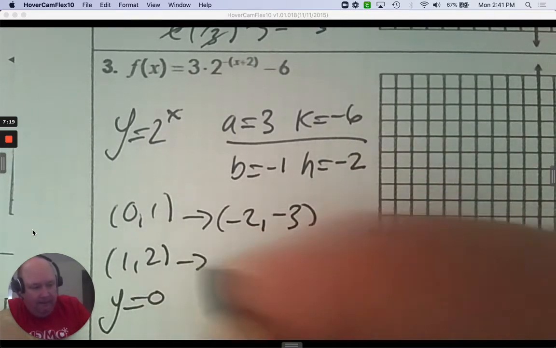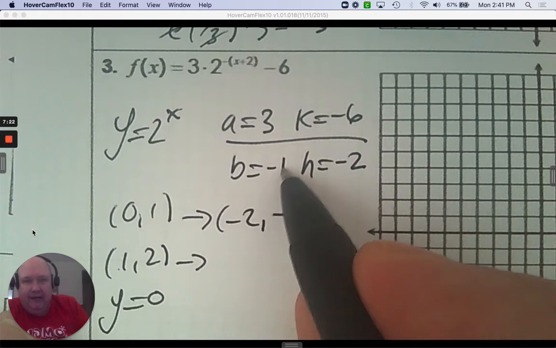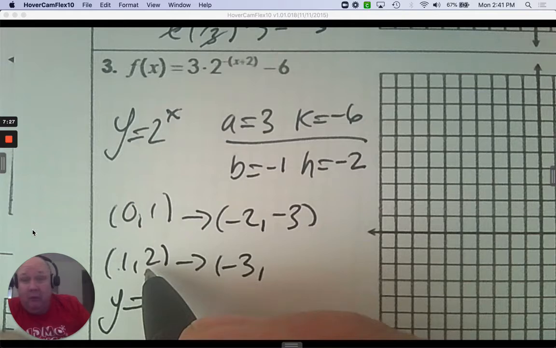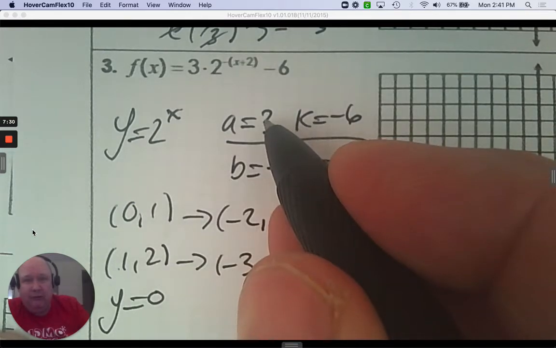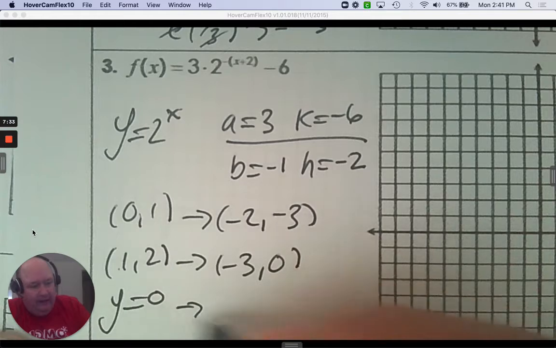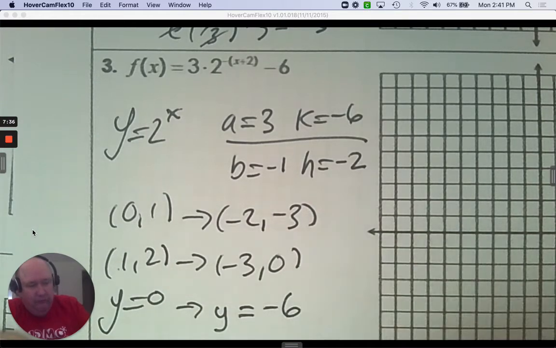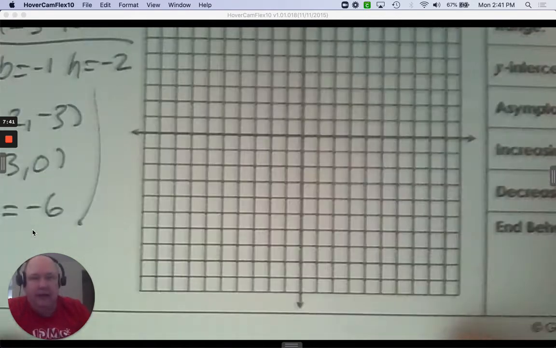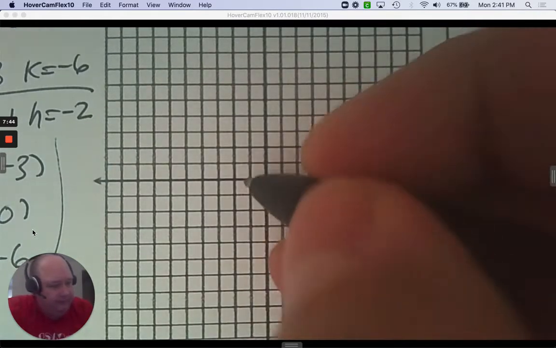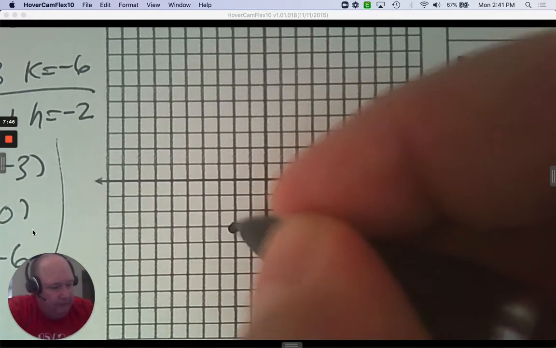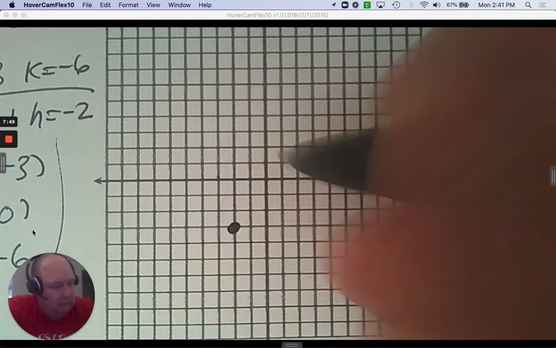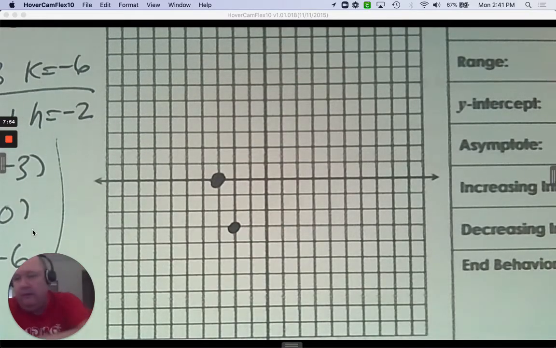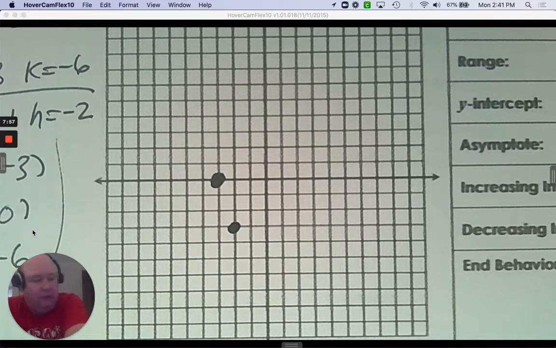So there's a point. So again, 1, we're going to divide by -1. So that's -1 take away 2. To the y coordinate, we're going to multiply it times 3 and take away 6. And then the asymptote is always what k equals, which is -6. All right, we're going to take this onto the graph. So (-2, -3), (-3, 0). The asymptote is at y equals -6.